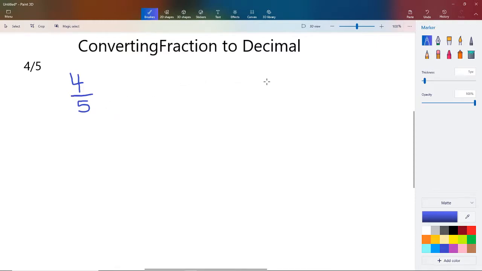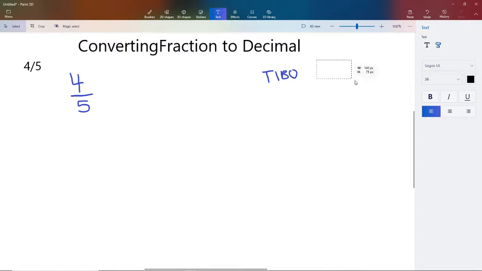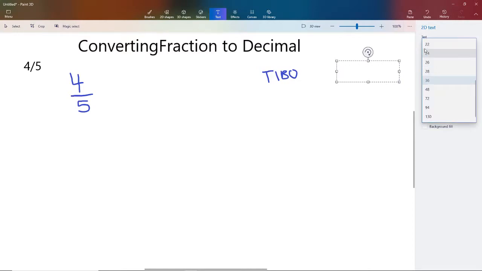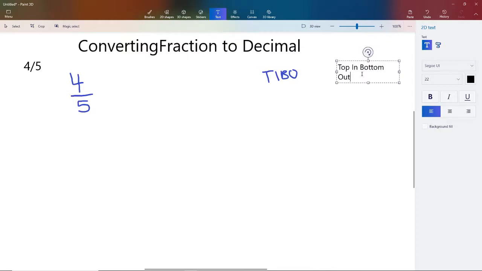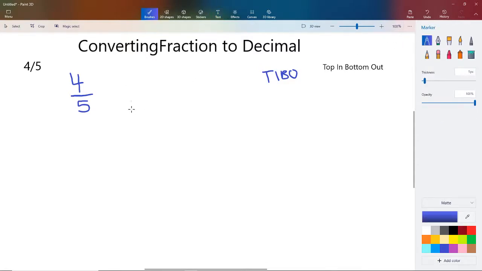And when we do that, we use a method called TIBO. TIBO will turn your fractions into decimals. And all TIBO stands for is top, in, bottom, out. Right? So the T, top, I, in, B, bottom, O, out. Top, in, bottom, out. So anytime we use TIBO, we want to think division.